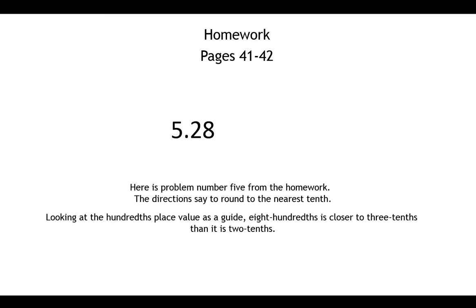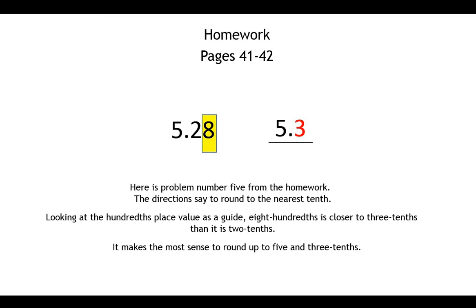Here is problem number 5 from the homework. The directions say to round to the nearest tenth. Looking at the hundredths place value as a guide, 8 hundredths is closer to 3 tenths than it is to 2 tenths. It makes the most sense to round up to 5 and 3 tenths.